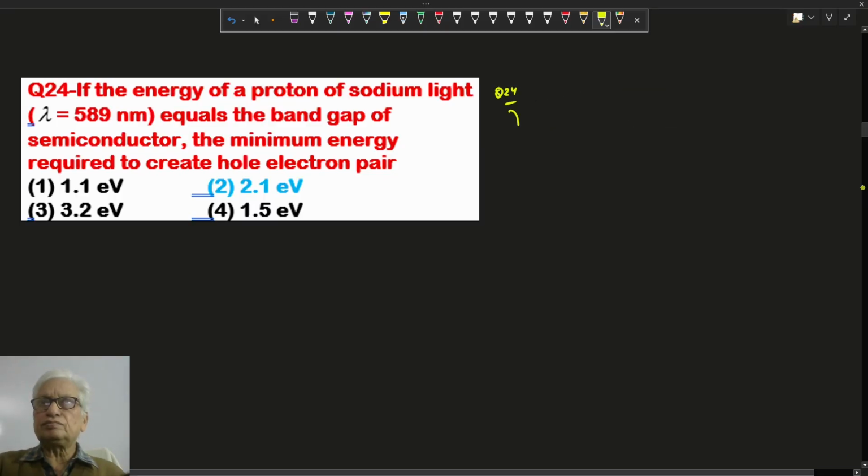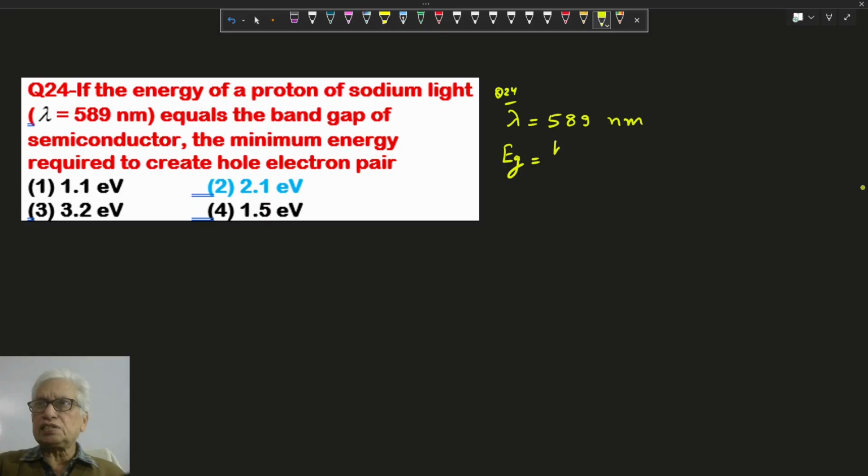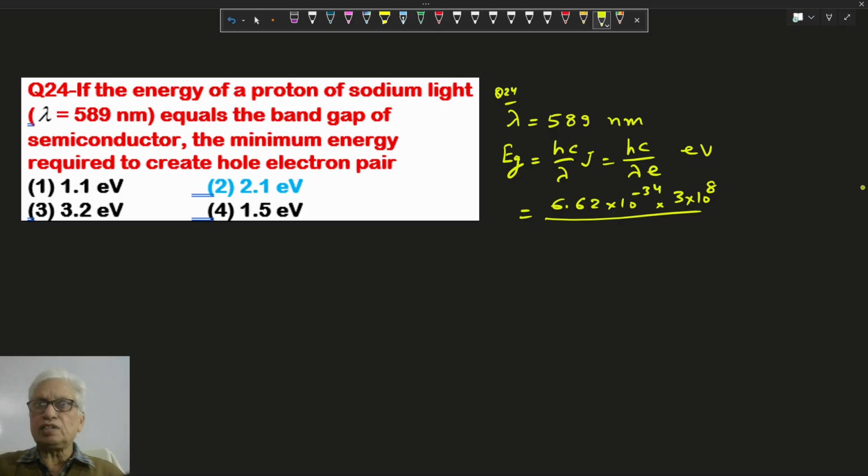In this question, the wavelength is given as 589 nanometer. For the band gap energy, E is hc by lambda in joules, and E in electron volt. Putting the values here: 6.62 into 10 to the power minus 34, c is the speed of light, lambda is 589 nanometer, and the electron charge is 1.6 into 10 to the power minus 19. Solving it here, it comes to about 2.1 electron volt. So option 2 is correct.